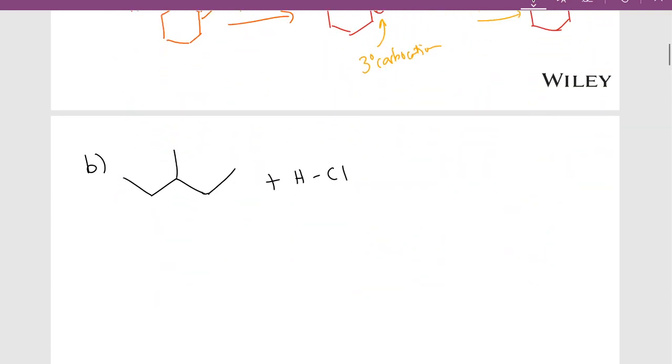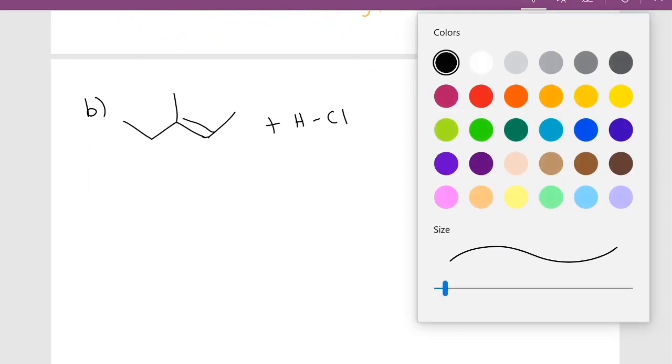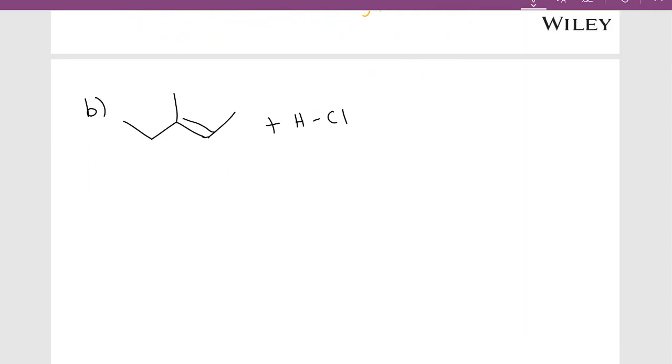We have this, and we've got a double bond right here. So in the first step, we've got the double bond acting as a base, picking up the hydrogen. The chlorine gets kicked away and takes its 2 electrons from the bond with it as a lone pair.